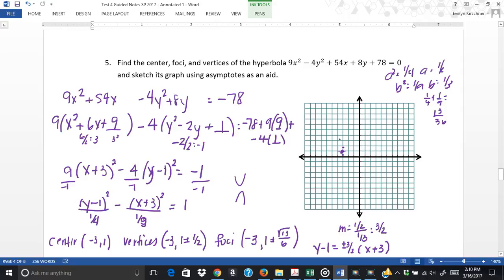From here, I know my slope is up 3 over 2, or down 3 over 2. So I know these are going to go like this. And this is going to go up 3 over 2, and down 3 over 2, and look like this. And here are my vertices. So it's going to look like this.